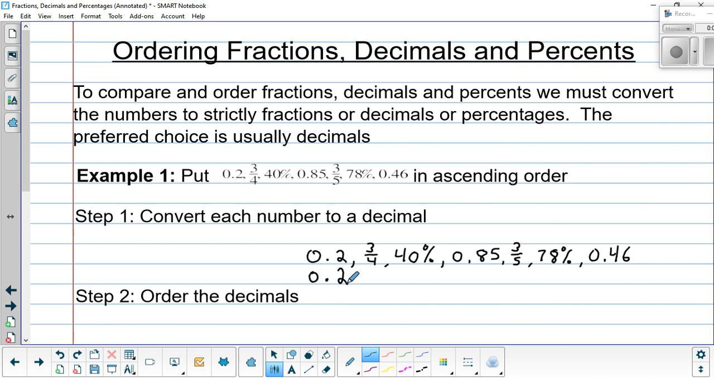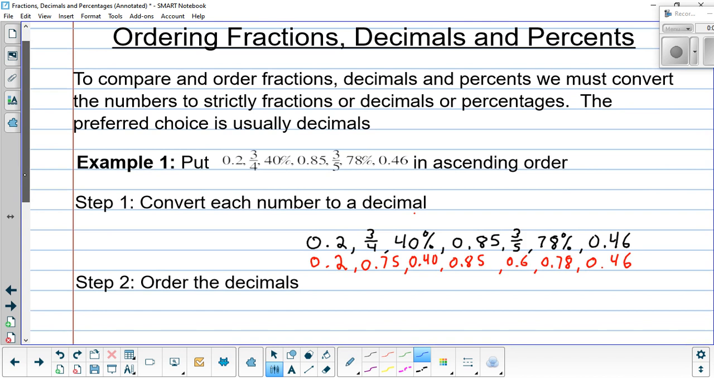So 0.2 is going to stay as 0.2. Alright, so we're going to keep that as 0.2. 3/4, well, 75 over 100, so that's 0.75. 40% is just decimal 0.40. Then we have 0.85. That doesn't change. 3/5 is the same as 6/10, so that's 0.6. 0.78 for 78%, and 0.46. Alright, so that's them all as decimals. So we're done step 1.